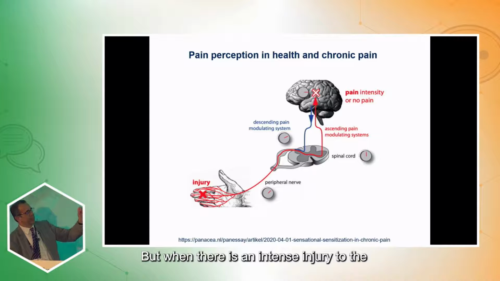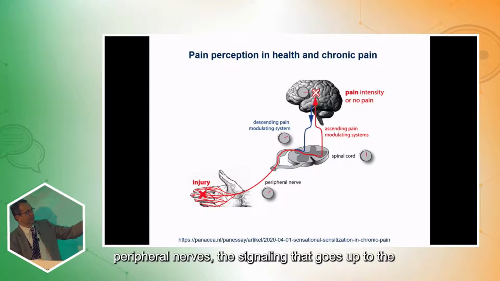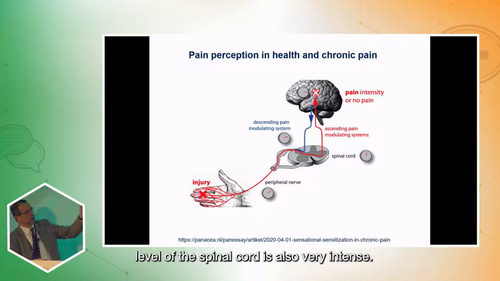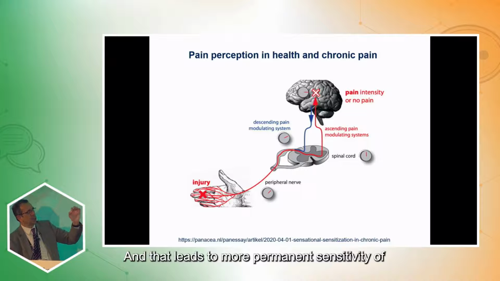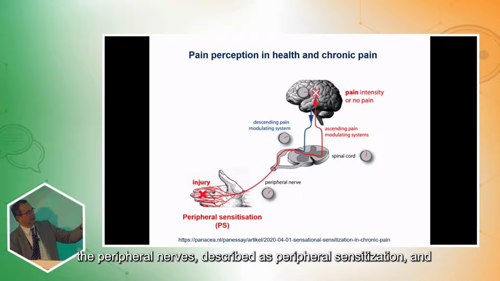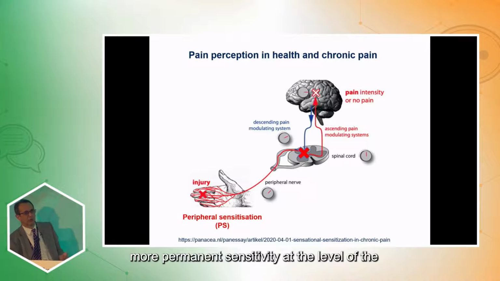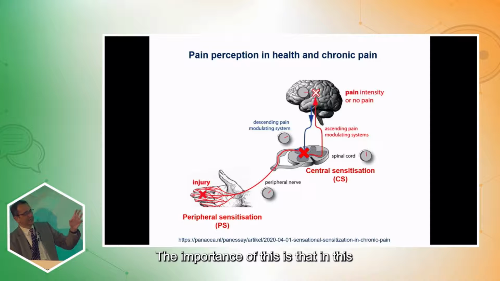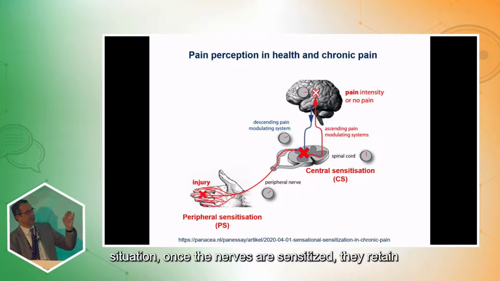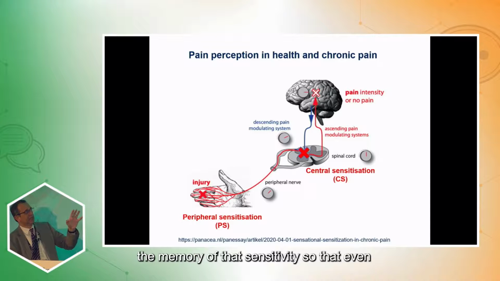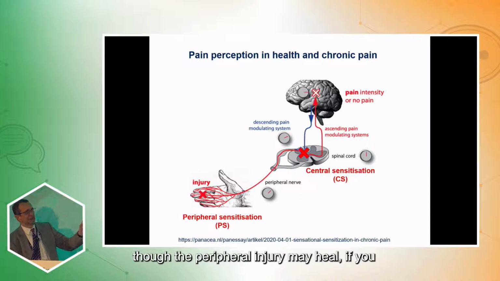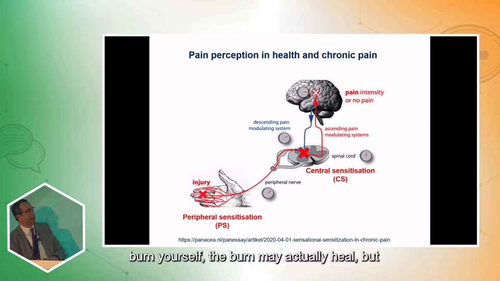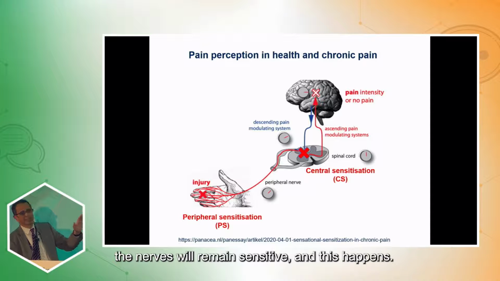But when there is an intense injury to the peripheral nerves, the signaling that goes up to the level of the spinal cord is also very intense. And that leads to more permanent sensitivity of the peripheral nerves, described as peripheral sensitization, and more permanent sensitivity at the level of the spinal cord, leading to central sensitization. The importance of this is that in this situation, once the nerves are sensitized, they retain the memory of that sensitivity, so that even though the peripheral injury may heal, if you burned yourself, the burn may actually heal, but the nerves will remain sensitive.